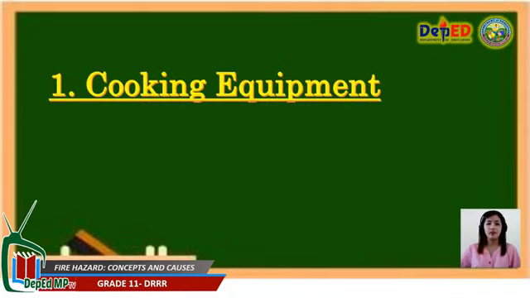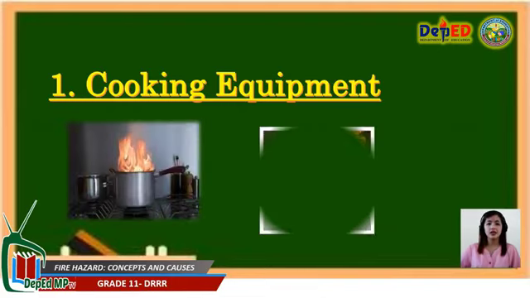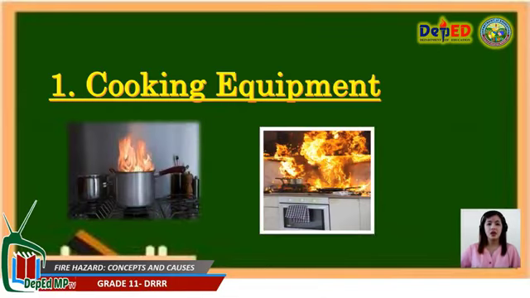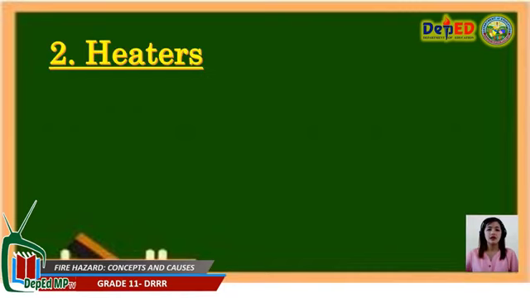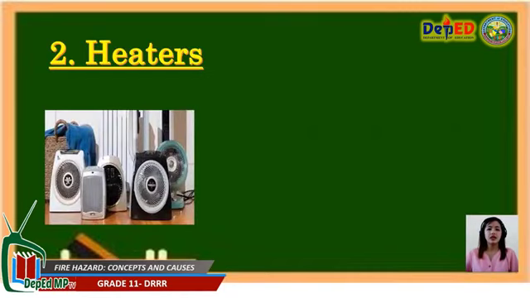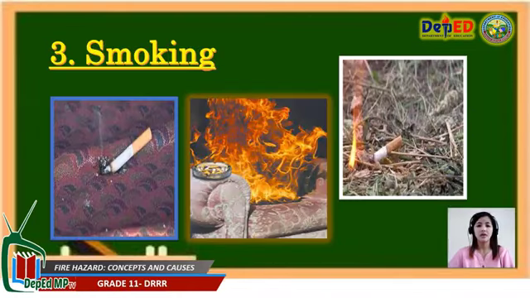1. Cooking equipment. As you can see in the pictures, pots and pans can be overheated when a person gets distracted while cooking or leaves cooking unattended. 2. Heaters. Portable heaters can cause fire when it is placed near objects that can easily burn, like curtains and laundry clothes. 3. Smoking. As you can see in the picture, a cigarette that is not put out properly can cause fire as the cigarette butts can continuously burn in a few hours. It can also immediately cause fire when in contact with flammable materials.